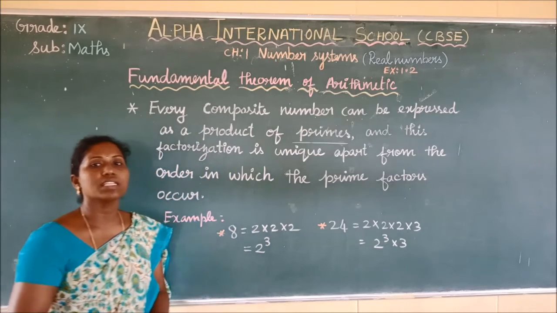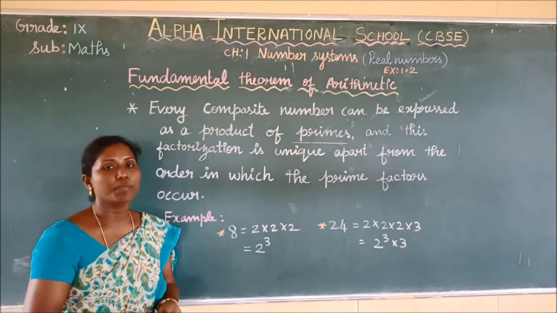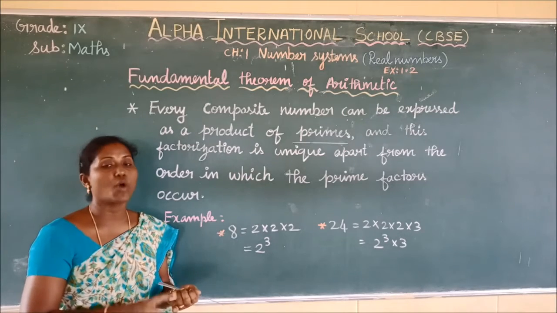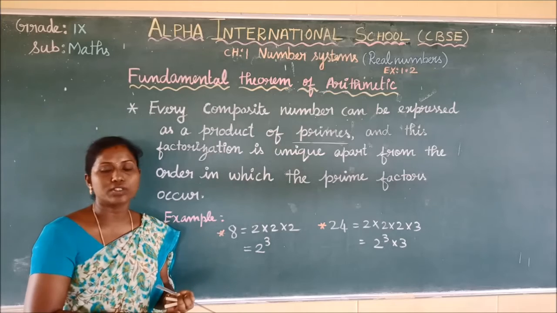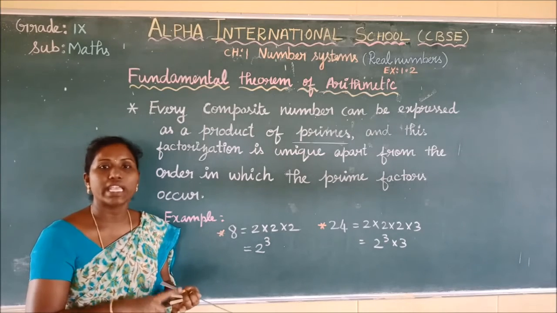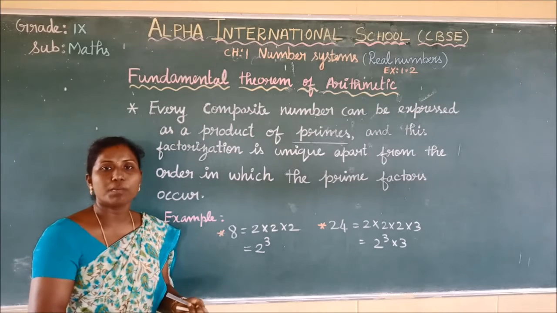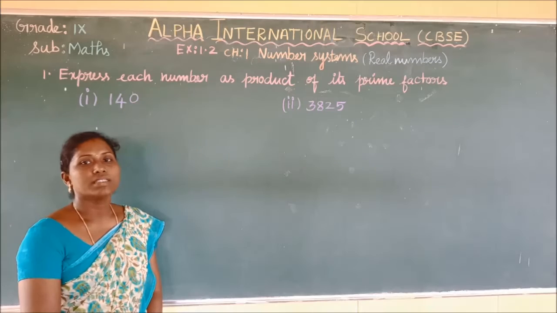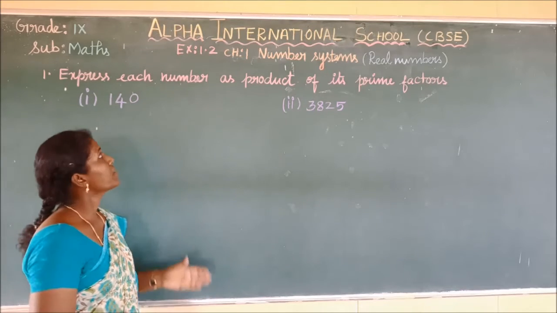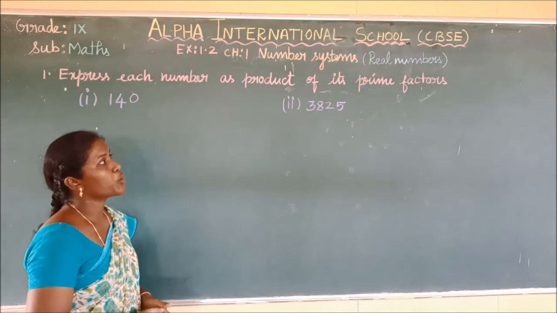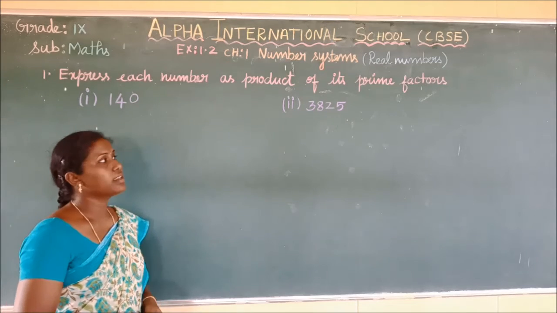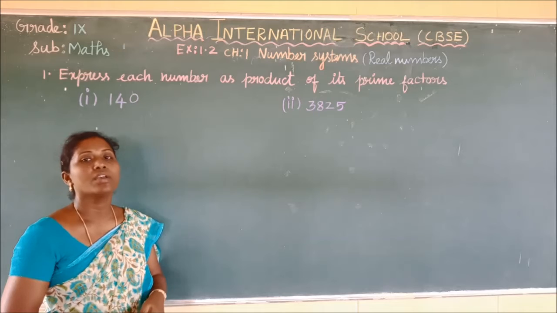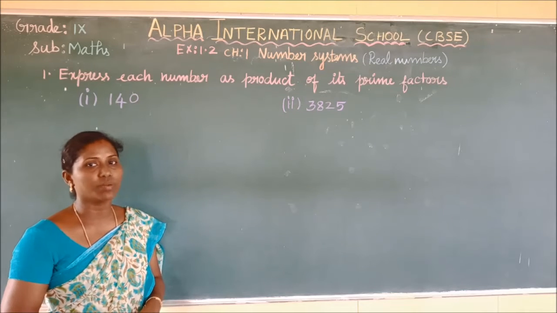Okay. So in this exercise, we are going to solve problems based on prime factorization. If a number is given, how to prime factorize the composite number, how to find the prime factors of the numbers, and how to find the HCF and the LCM of two given numbers using the prime factorization method. Let us solve the exercise problems now. See the first problem in exercise 1.2. Express each number as a product of its prime factors. Some numbers are given. We have to express them as a product of prime factors. For that, we have to use the prime factorization method.